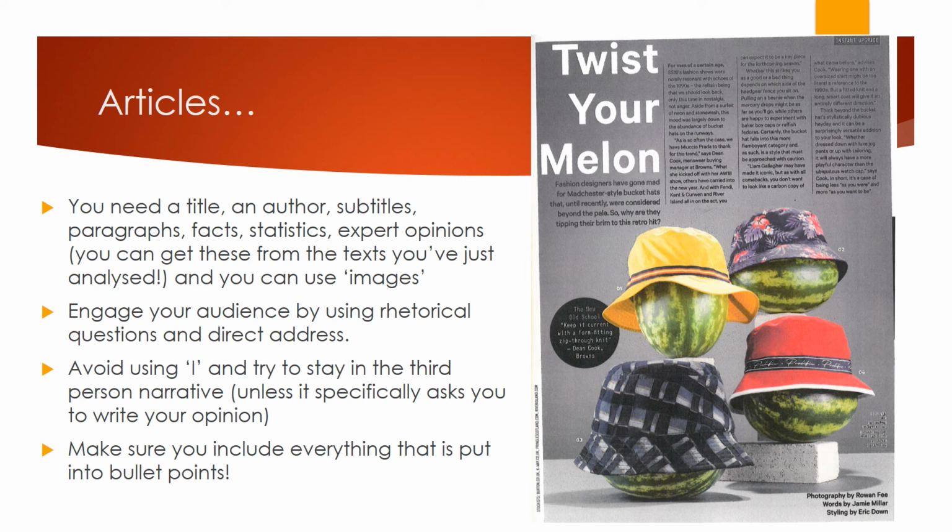Direct address makes the reader feel like they're being spoken to directly. It makes them feel like they're part of it, like their thoughts and opinions are worth listening to. In your own writing, try to avoid using I, because when you start writing I, it all comes from one perspective. If you want to include it as a final summary paragraph, that's absolutely fine, but try your best to seem unbiased. You don't want to be biased in the opinion that you're writing about. You can try and write in the third person narrative, but that might be tricky too. So just try and balance it somewhere between the two.